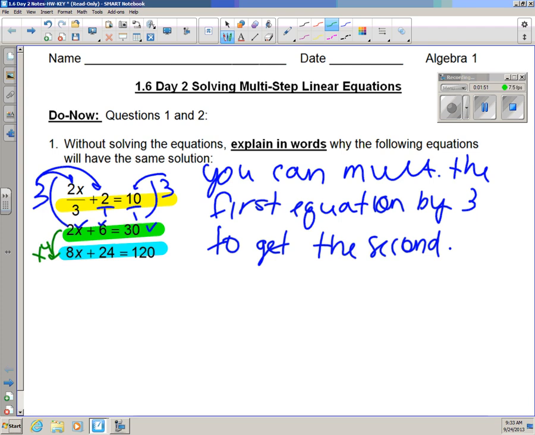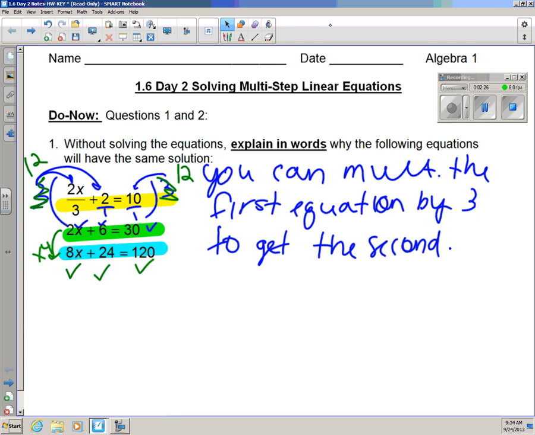You can also go from green to blue. You can also go from yellow to blue by realizing that if you multiply everything in yellow by 12 and do the math, that's going to also get you to blue. 12 divided by 3 is 4. 4 times 2x is 8x. 12 divided by 1 is 12 times 2 is 24. And then there's your 12 times 10 is 120. So without solving, you can figure out that these equations are all equivalent.